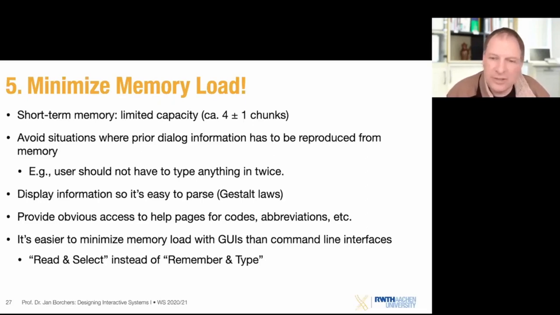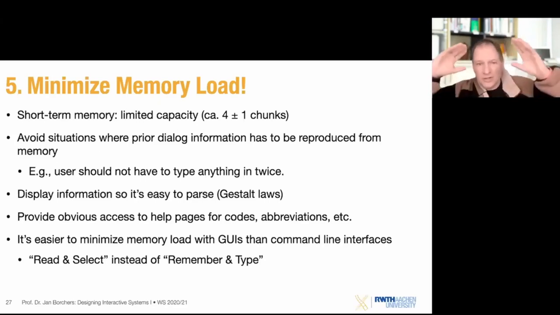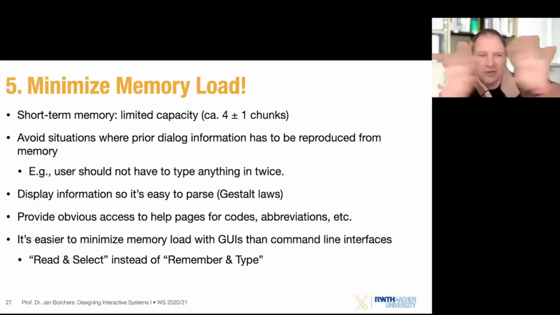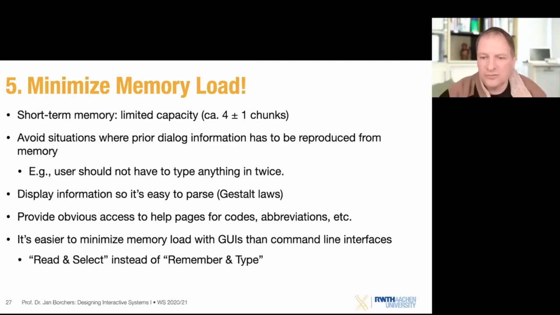And when you display information, you should place it so that you use gestalt laws so that it's easy to parse visually. What I mean by that is, remember all the gestalt laws that tell us how you group something, how you keep things apart, and how people perceive something as a unit, right? Law of proximity and the law of closed shape, et cetera. You can use these to structure your UI so that it's easy to parse visually, and that makes it easier for people to memorize the interface and minimizes their memory load.